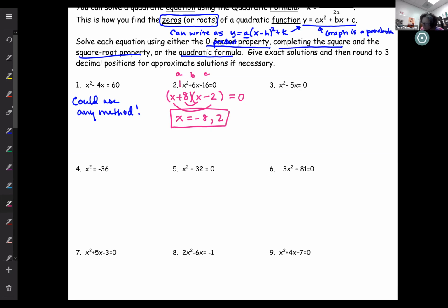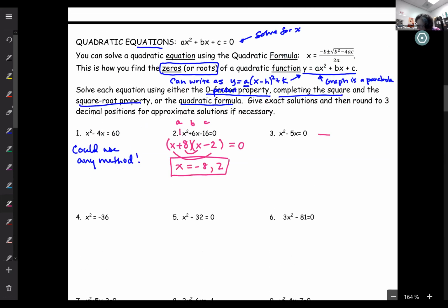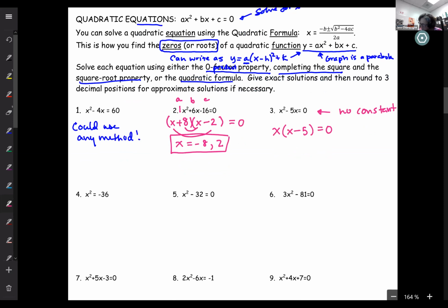And in fact, the 3, 4, 5, and 6 are all not good candidates for the quadratic formula because each of them is missing a term. Number 3 doesn't have a constant term. When that's the case, you can factor out x. Factor out x. And then setting each factor equal to 0 gives you your two solutions.